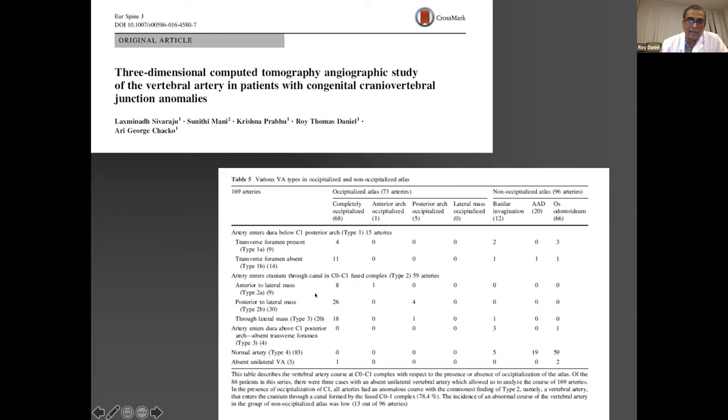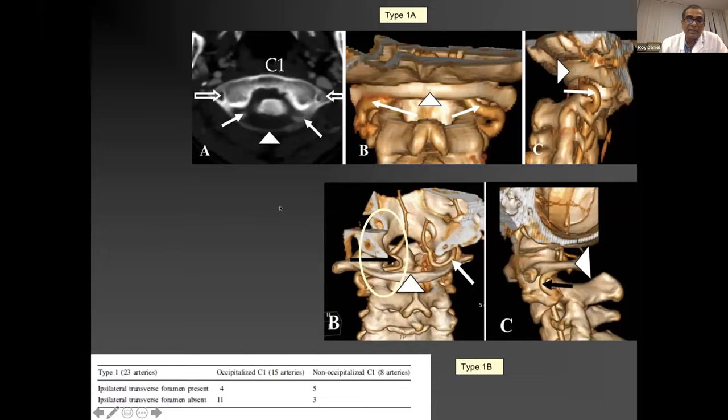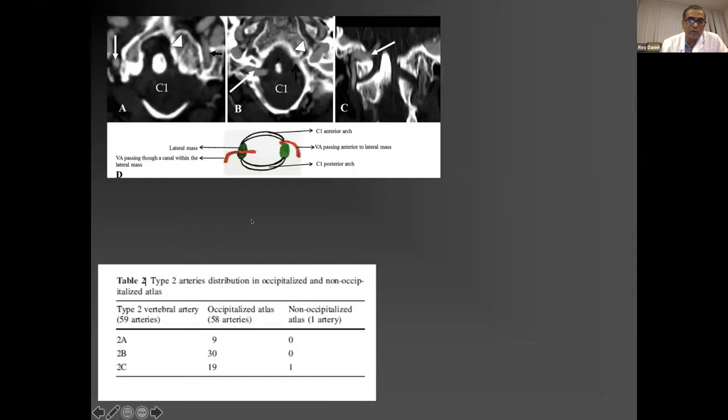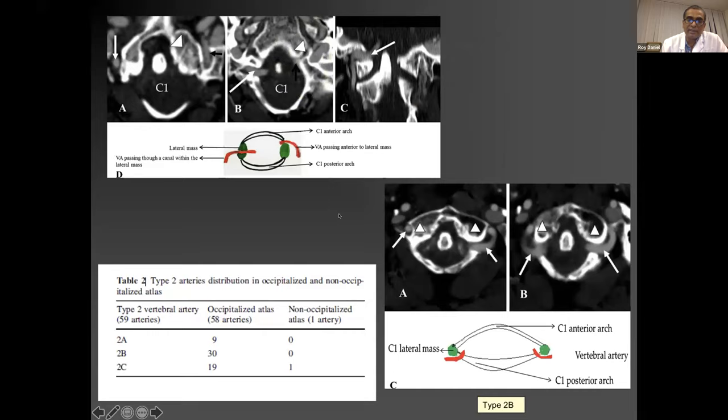Just to show you some examples, this is type 1, where the artery goes below the C1 arch. And you can either have a foramen that makes it type A or type B. And then this is type 2, where the artery goes anterior to the lateral mass or posterior to the lateral mass or through the lateral mass. So different examples of variations that can happen in this situation.